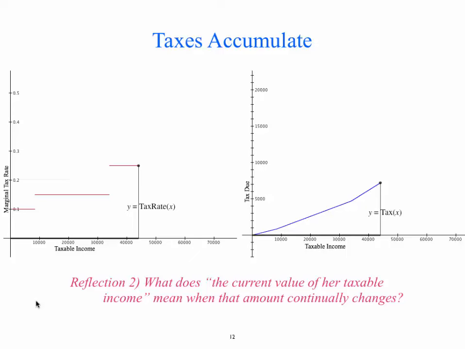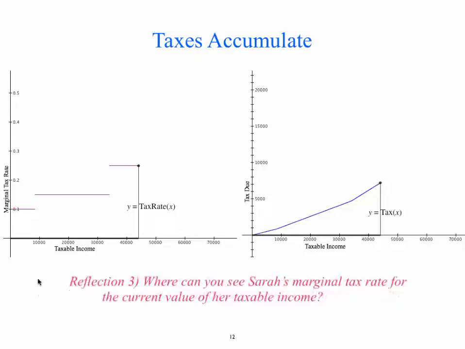In order to talk about a current value of her taxable income that's increasing, you have to pause life. You have to stop it from changing and pause it. And so when you pause it, then you get some current value that you can talk about. So I'm looking at maybe 44,000 or something like that. That's where I paused the animation. Okay. Number 3. Where can you see Sarah's marginal tax rate for the current value of her taxable income?